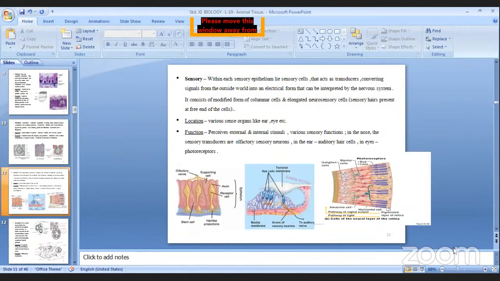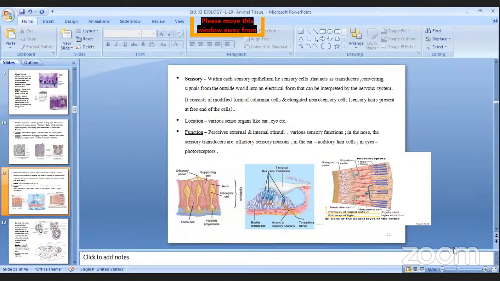Next, sensory epithelial tissue. Within each sensory epithelium lies the sensory cells that act as transducers, which convert the signals from the outside world into an electrical form that can be interpreted by the nervous system. So any sense from outside, any stimuli from the outside that comes as a signal, clear? And that is converted and interpreted by the nervous system in our body. Then it consists of a modified form of columnar cells and elongated neurosensory cells.